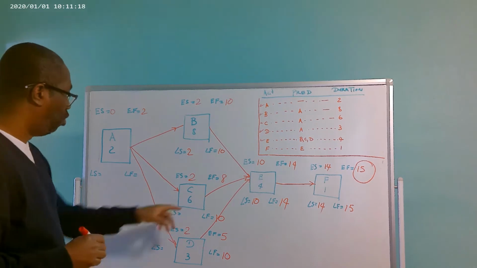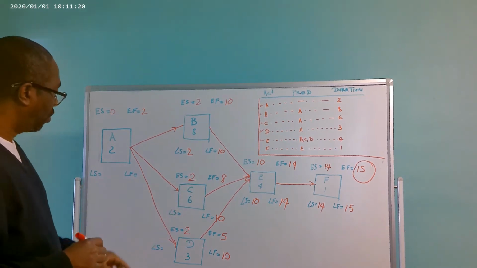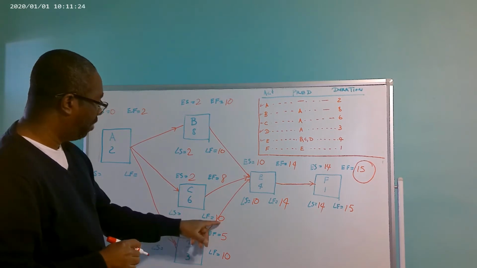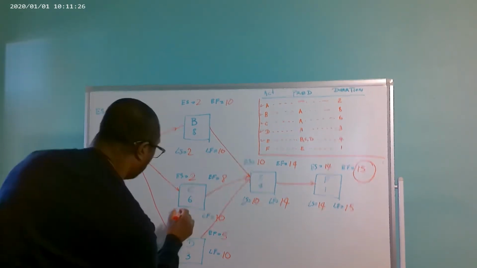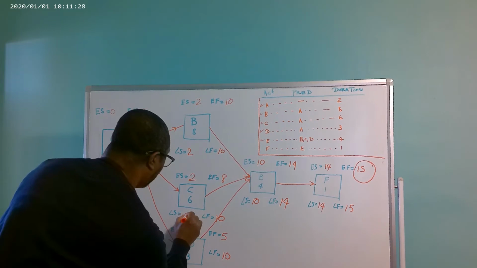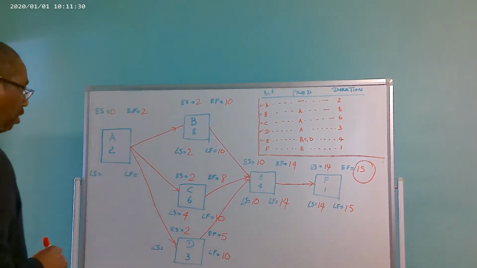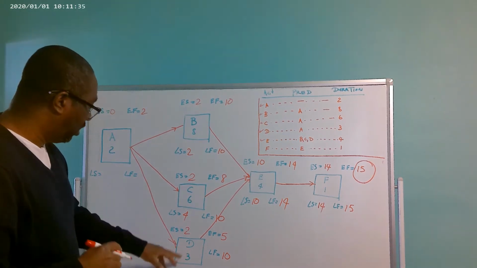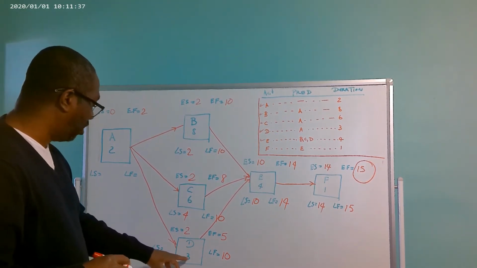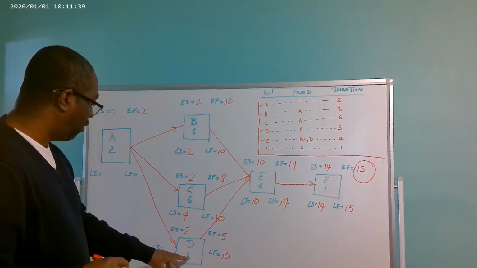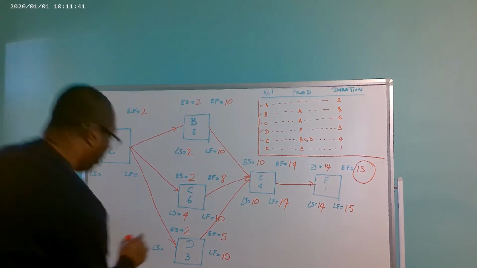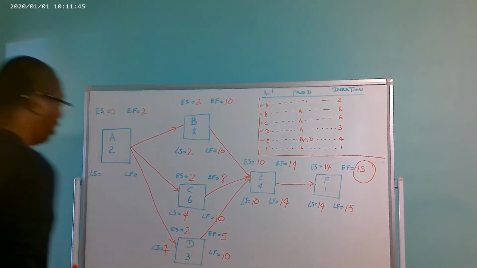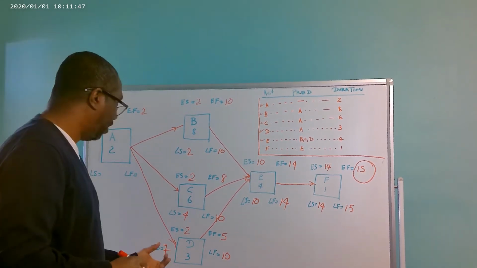So we move to activity C now. For activity C, we're going to subtract 6 from 10, which is 4. So the late start for activity C is going to be 4. Right? And we have activity D, which has a duration of 3. So we're going to subtract 3 from 10, which is 7. So the late start for activity D is 7.